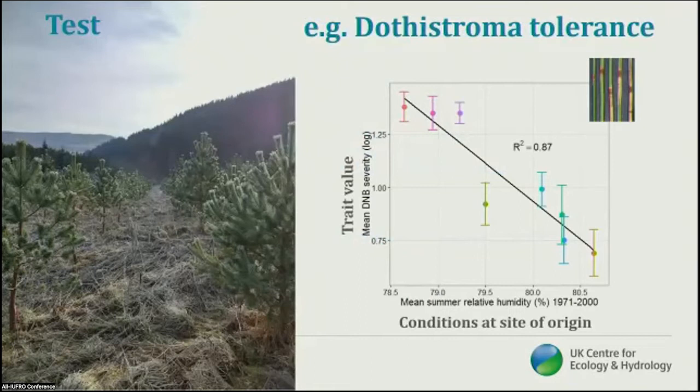So this is a test of Dothistroma tolerance. Dothistroma needle blight is a common disease of pines and causes needles often to decay and drop. And what we see very clearly is there's a large amount of variation within that population of trees from across Scotland for resistance to the disease. Some showing really quite high levels of tolerance and others really quite susceptible. And that's related to some degree to the population of origin of the trees that we're looking at.